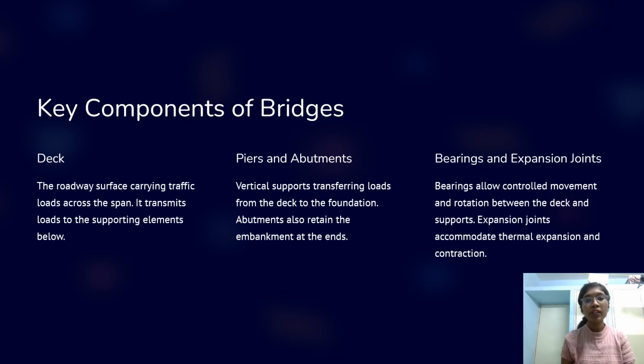Then piers and abutments: vertical supports transferring loads from the deck to the foundation. Abutments also retain the embankment at the ends. The piers and abutments play a very important role in bridges. They transfer the load to the foundation. Bearings and expansion joints: bearings allow controlled movement and rotation between the deck and support. Expansion joints accommodate thermal expansion and contraction.